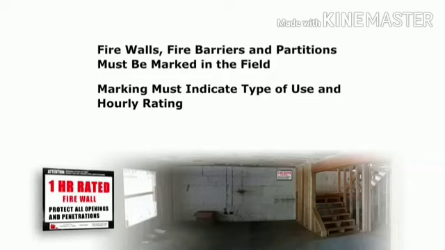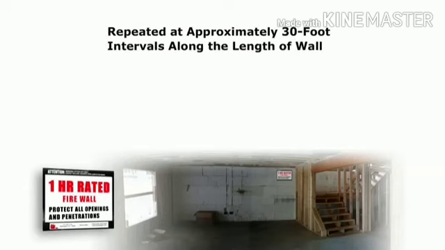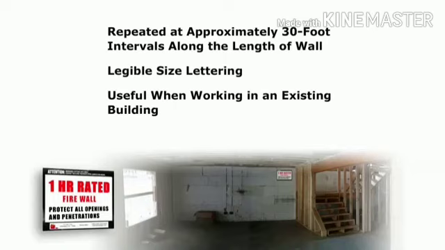This mark can be above the finished ceiling, but it must be accessible. The information has to be repeated at approximately 30-foot intervals along the length of the wall and be of a legible size lettering. This is not required in certain residential uses with drywall ceilings. However, this is very useful when working on a project in an existing building, since it is a quick way to determine the location of existing rated walls.